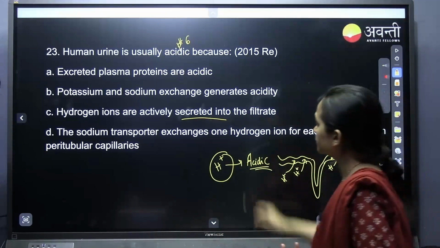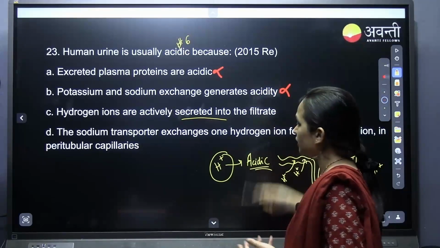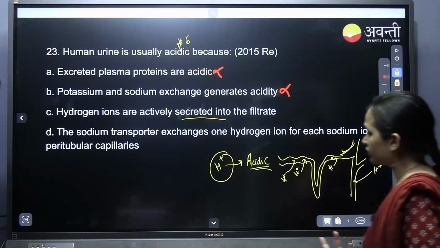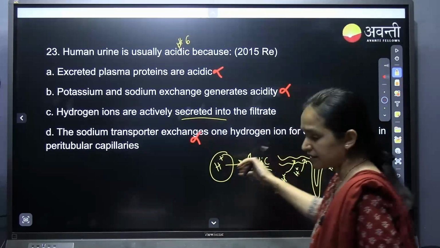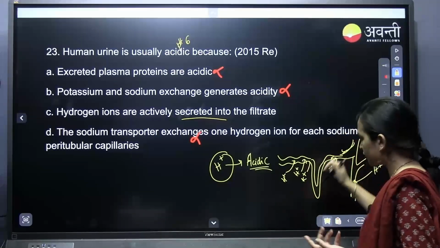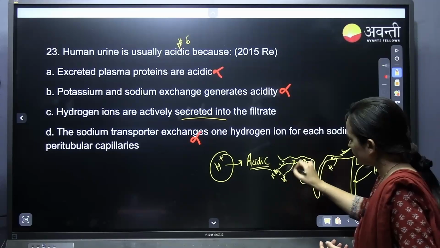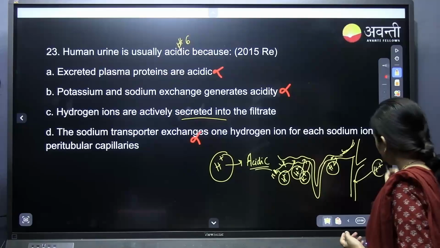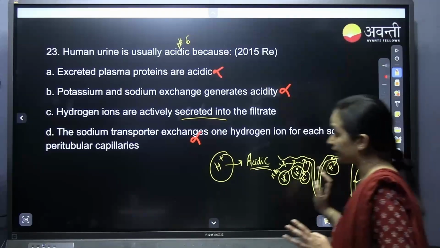Excreted plasma protein, no. Potassium and sodium exchange generate acid, no. Sodium transport exchanges one hydrogen ion for each sodium ion. Actually, it is hydrogen ions that are actively secreted. The secretion of hydrogen is taking place, right? The other secretions are potassium, then NH3, these things. But if you see, the secretion of hydrogen is taking place even in PCT, DCT, collecting duct.